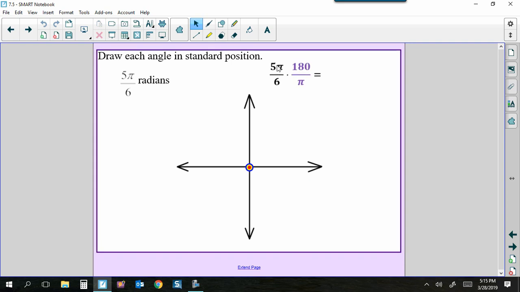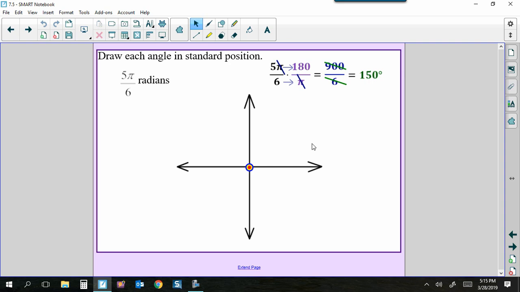And then just like before, the pi signs are going to cancel. We're going to multiply the 5 times 180 and the 6 times the 1 that's left here, and you end up getting 900 over 6. And 900 over 6 reduces to 150. So we're going to graph 150 degrees.